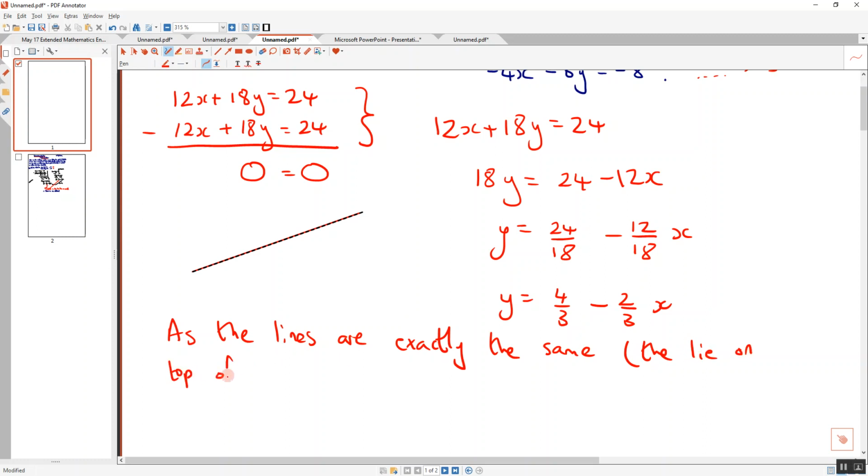Are they parallel, out of interest? Yes, they are parallel, but they don't intersect.